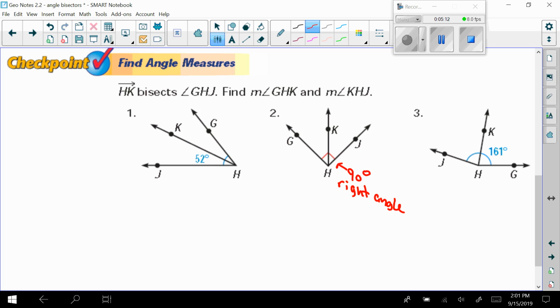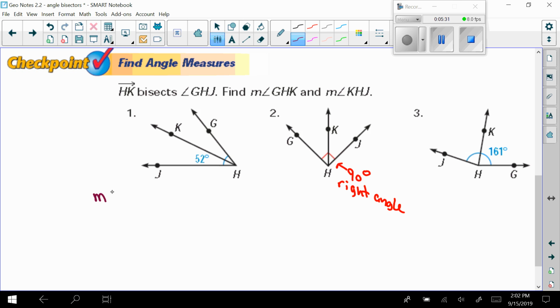So go ahead, if you don't mind, the kind person in the room, if you could pause this for a minute and give the students an opportunity to answer these three questions, that would be terrific. I'll go ahead and work them out on my own, so when you come back on, they are ready to go.